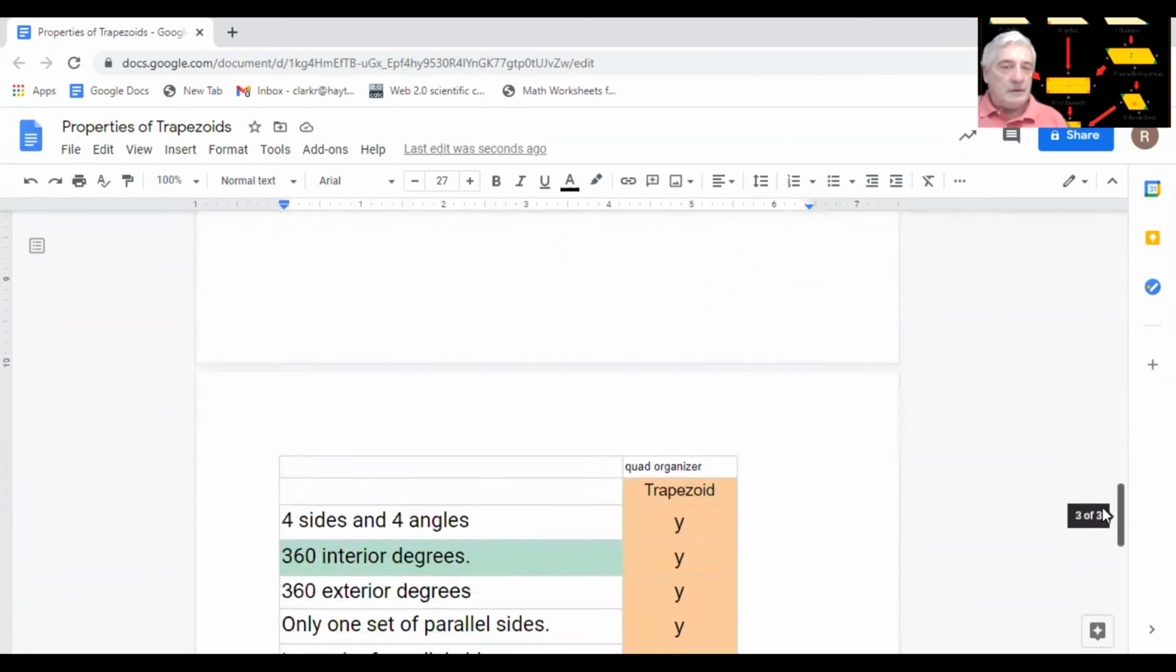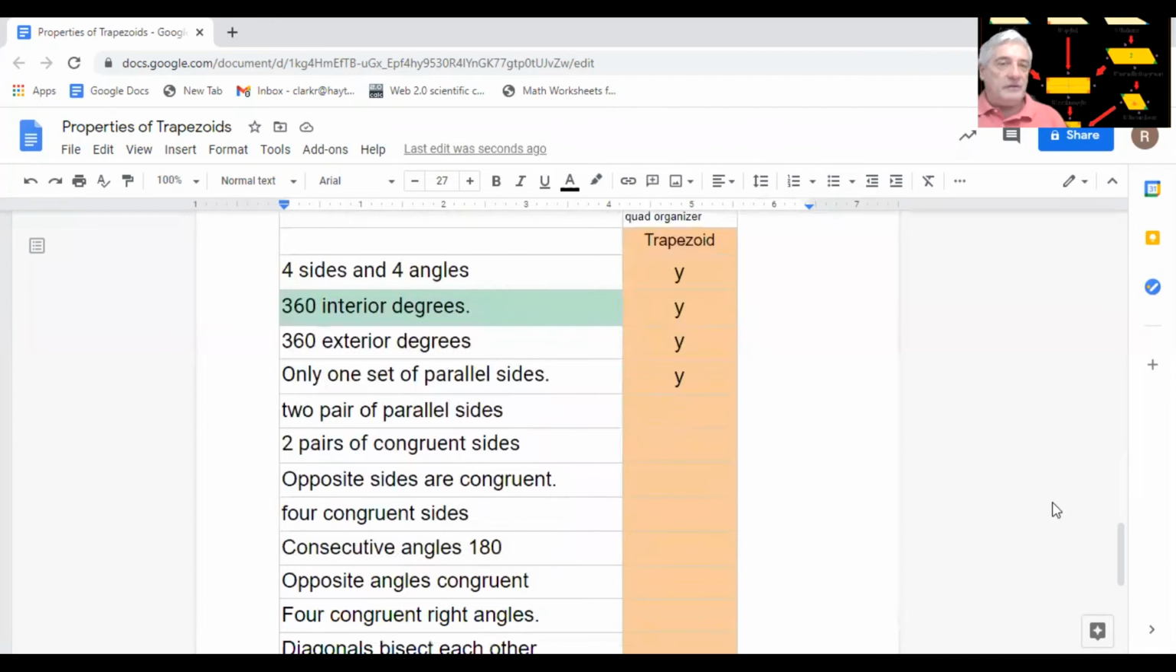Now, here are the properties of a trapezoid. Everything we study in this chapter has 4 sides, 4 angles. So that would be true. Everything we study this chapter has 360 degrees inside. You don't believe me? Draw a square, add up the 4 90-degree angles. You'll find out it's 360. Everything we study in this chapter will also have 360 exterior angles. 1 at each angle, add them up, 360.